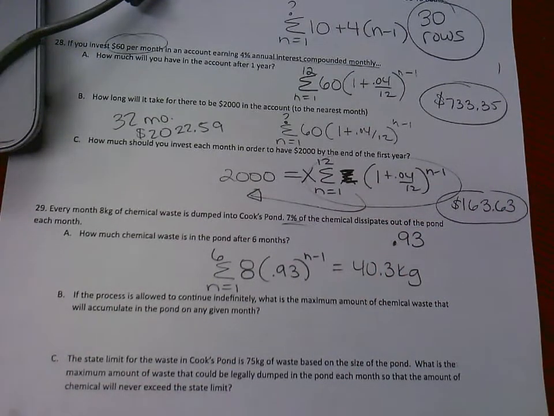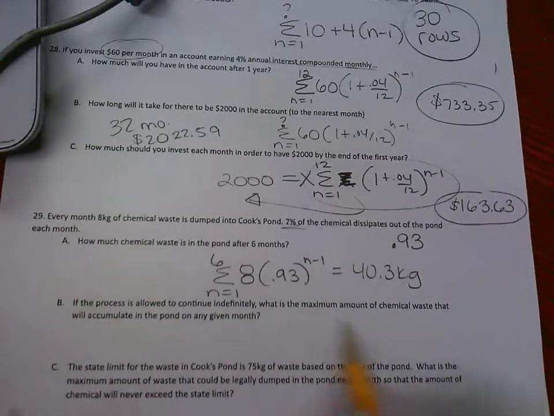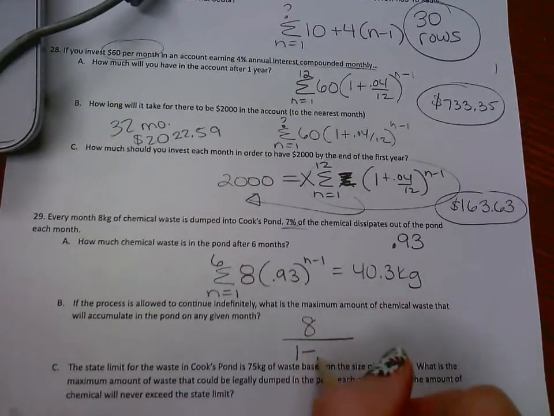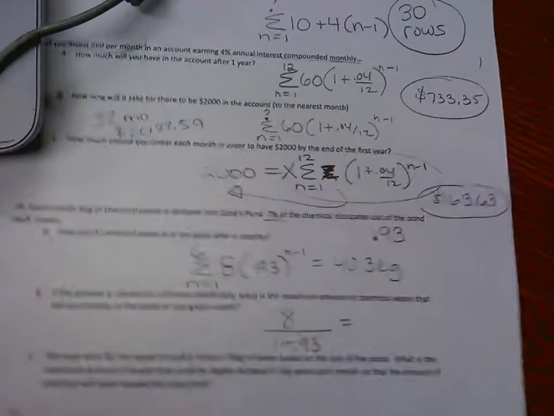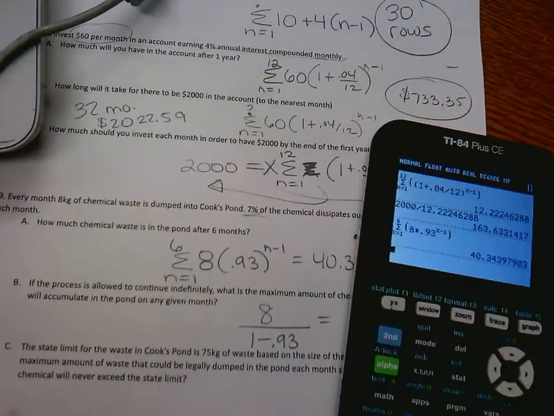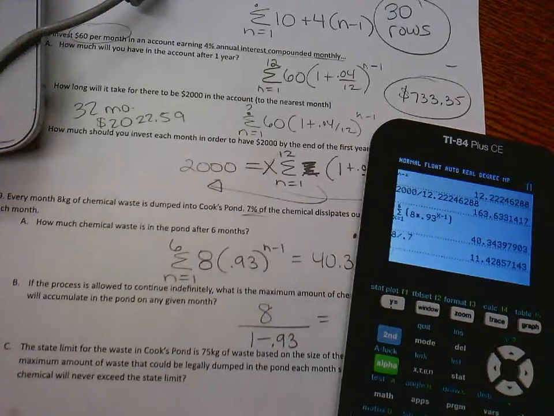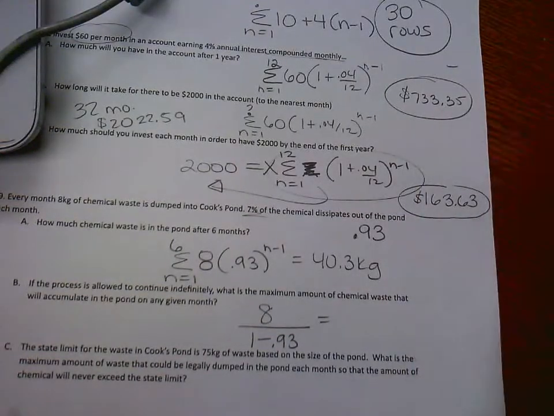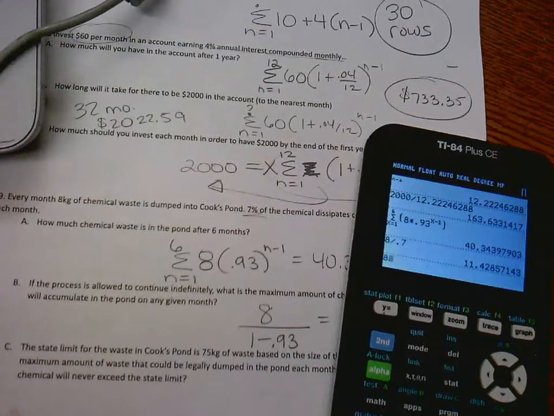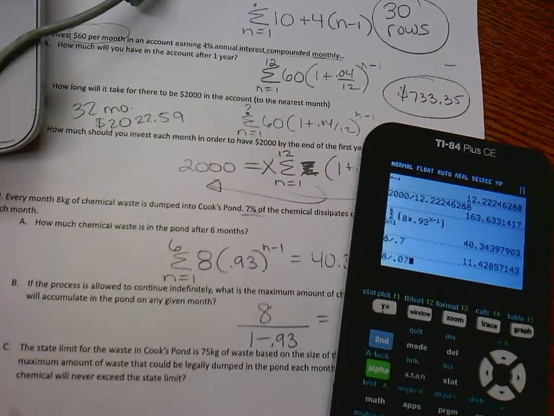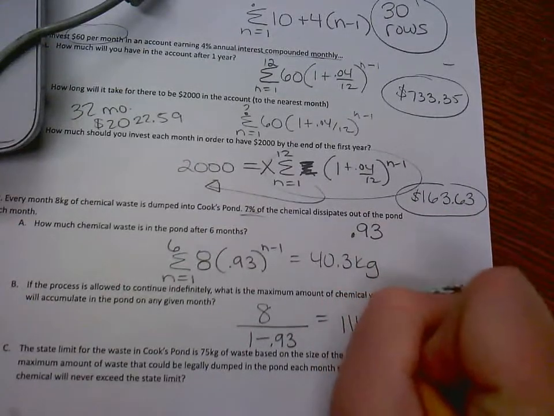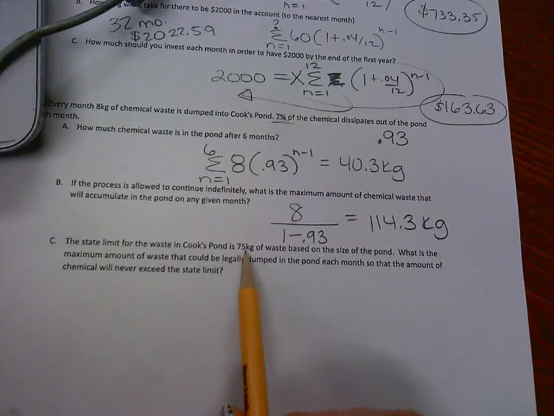If the process were allowed to continue indefinitely, what's the maximum chemical waste? So I would take 8 and divide by 1 minus 0.93. So it's an infinite sum. Oh, that doesn't make sense. Oh, it's 0.07. 8 divided by 0.07 is 114.3 kilograms. The state limit is only 75 kilograms.